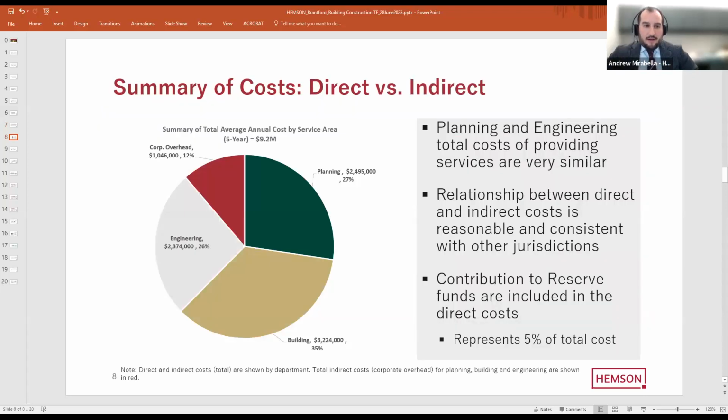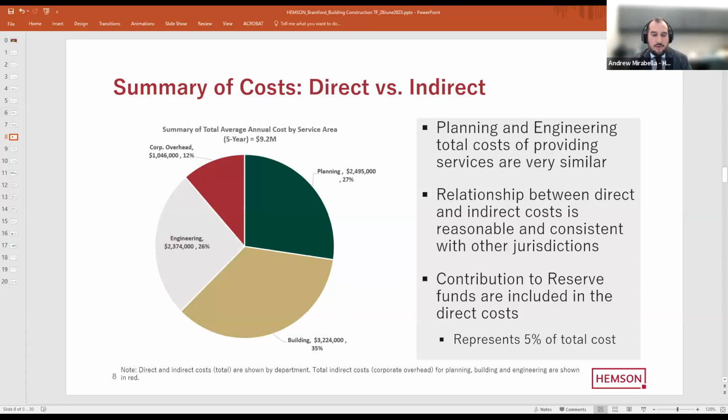So to get into some of the technicalities, here is a summary of our costs, looking at both the direct and indirect costs. When we think about all the planning, building, and engineering fees that we're looking at, we've identified a total annual average cost by service area cumulatively of around $9.2 million. You see the pie graph looks at building, engineering, and planning individually, and then we have a corporate overhead component in red. I wanted to highlight the corporate overhead, which represents 12% of the total cost.